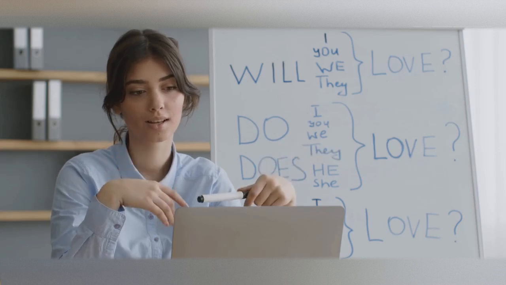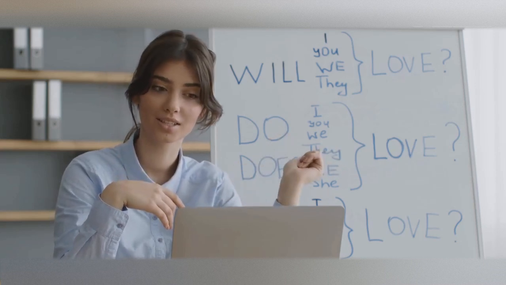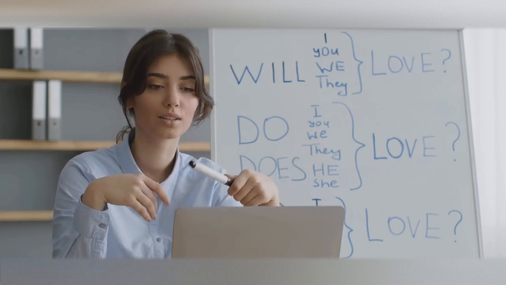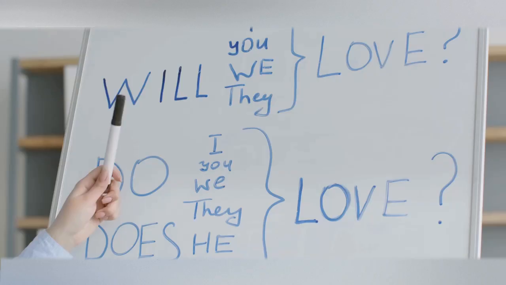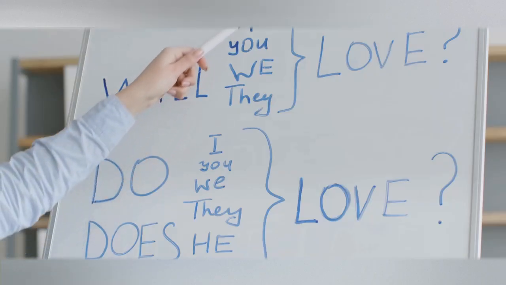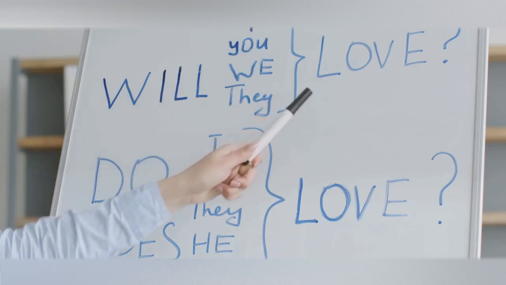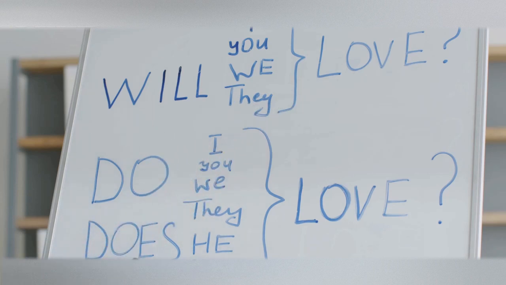When we talk about obligations in English, we often hear the terms have to, must, and should. But did you know that have to is actually a semi-modal verb? This means it behaves a bit differently than the modal verbs must and should. Let's dive into the details.